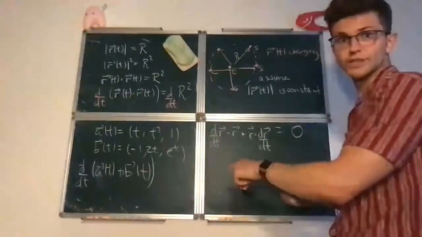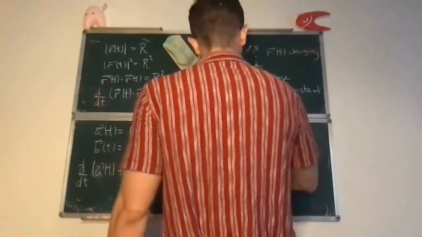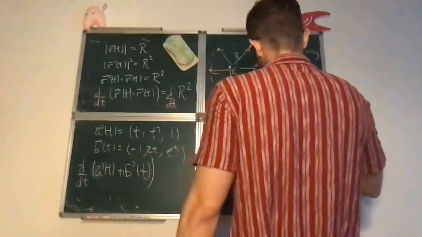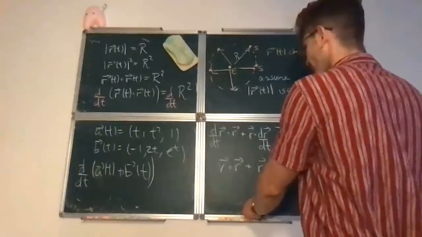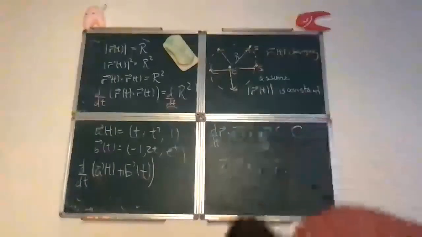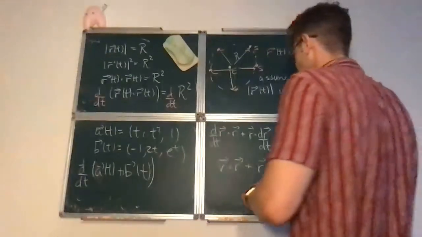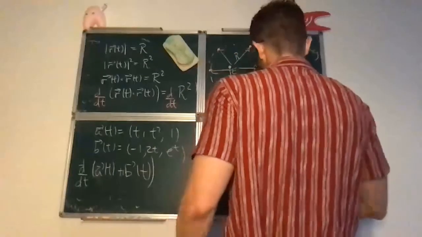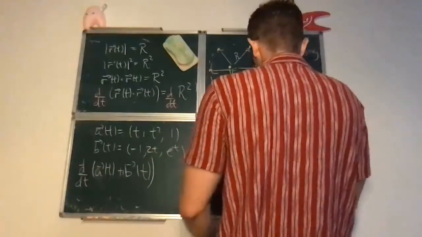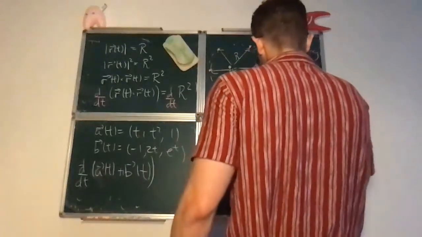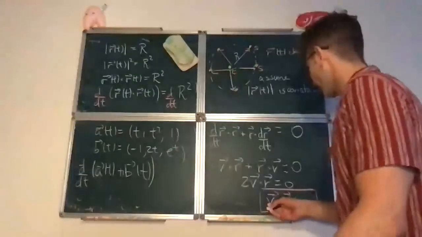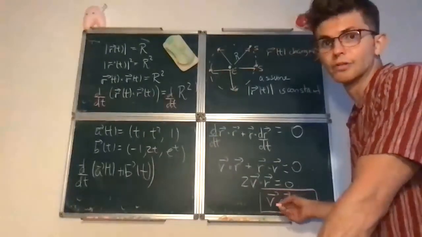But the derivative of position with respect to time is just velocity. So you get v dot r plus r dot v equals 0. But remember, it doesn't matter the order in which you find things with the dot product. So this is the same as 2 v dot r equals 0, which means that v dot r equals 0. In other words, velocity is perpendicular to the position vector.